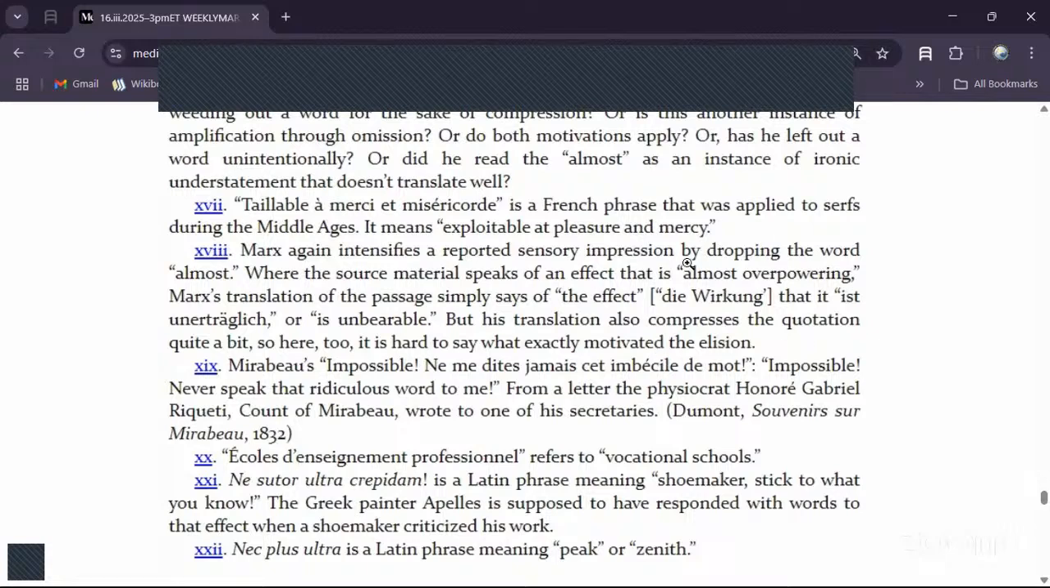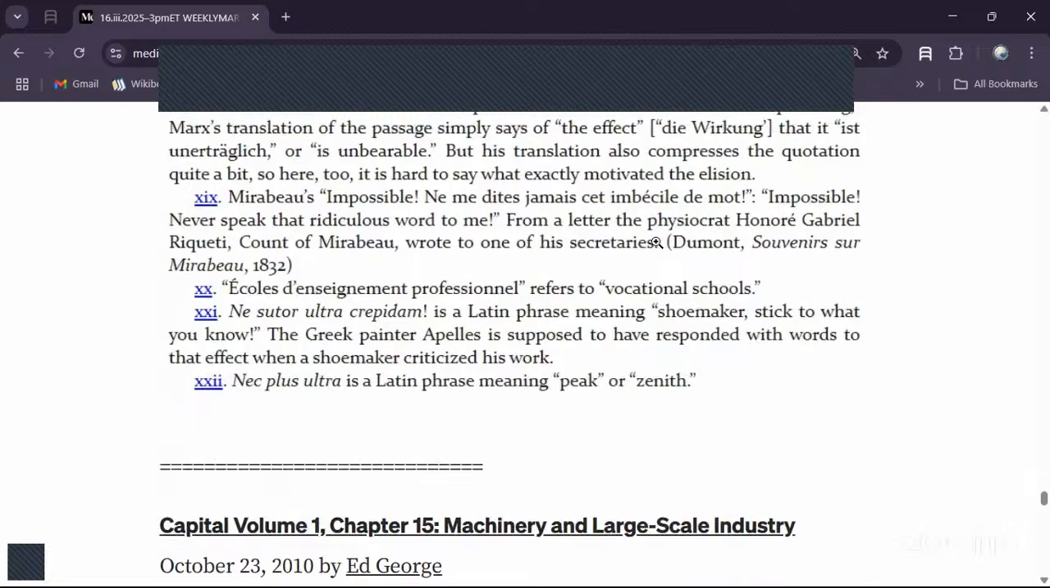And this is actually more interesting because it's a reference to Apelles. The Greek painter Apelles is supposed to have responded with words to that effect when a shoemaker criticized his work. Now, the whole point is how classical tradition becomes rediscovered in the Renaissance and continues on to this day. When somebody asks coyly, "What's that supposed to be a picture of?" it is essentially the competition or the challenge of Apelles. Are you rendering that object as real as possible? It is a kind of pedagogical tool in that particular sense from an art educational point of view. But anyway, ne plus ultra is a Latin phrase meaning peak or zenith.